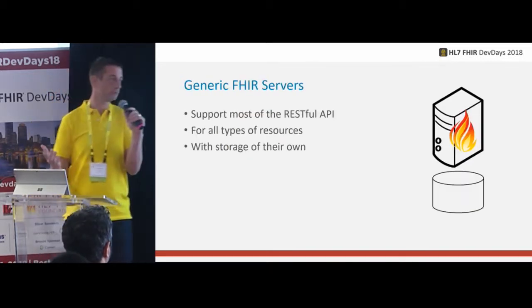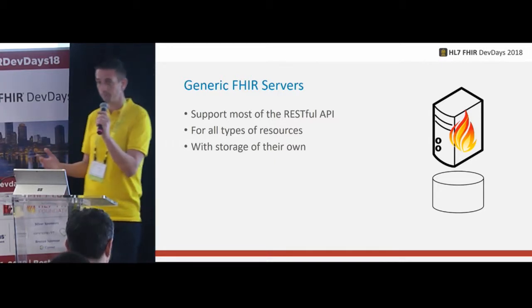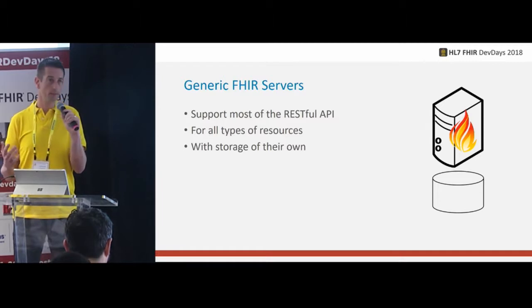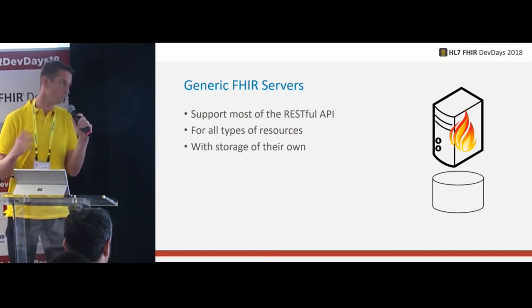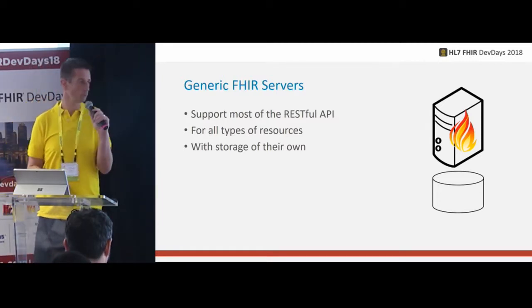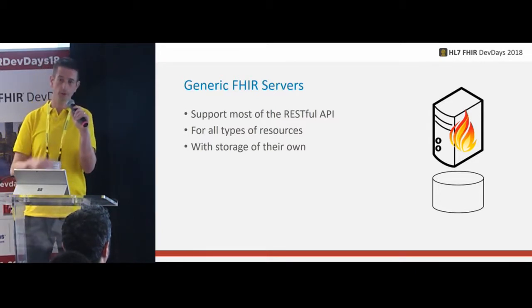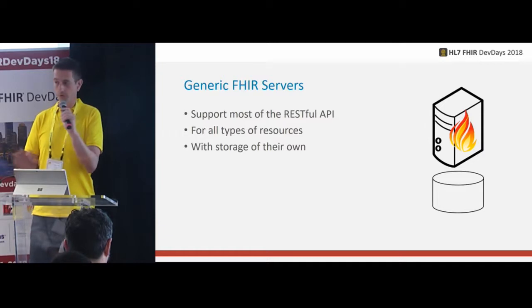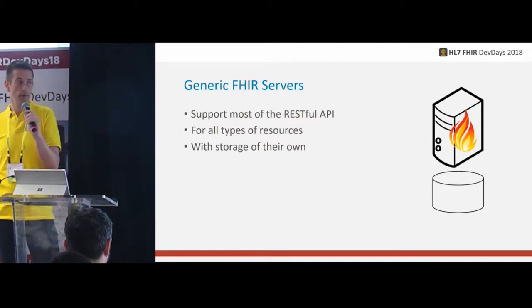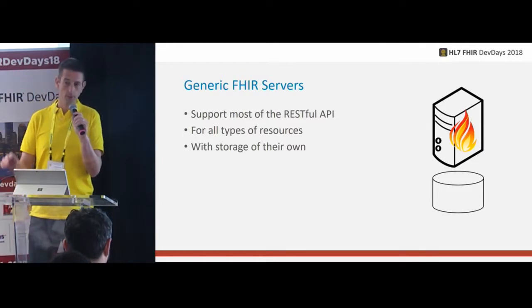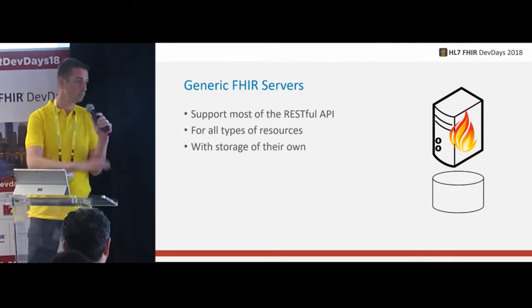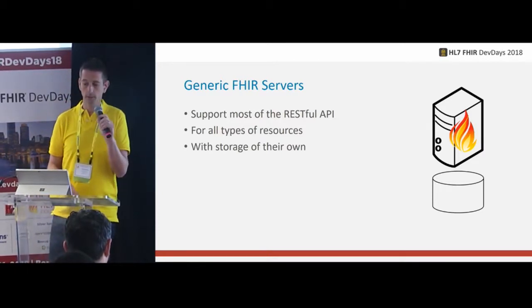Now, there are 2 types of servers. One is the generic FHIR server, and that is a server that will implement, well, it's a little too much, usually most of the RESTful API, all those functions I showed you before, for all types of resources specified in the specification. And they usually come with storage of their own. That could be a relational database, a document database, or whatever.